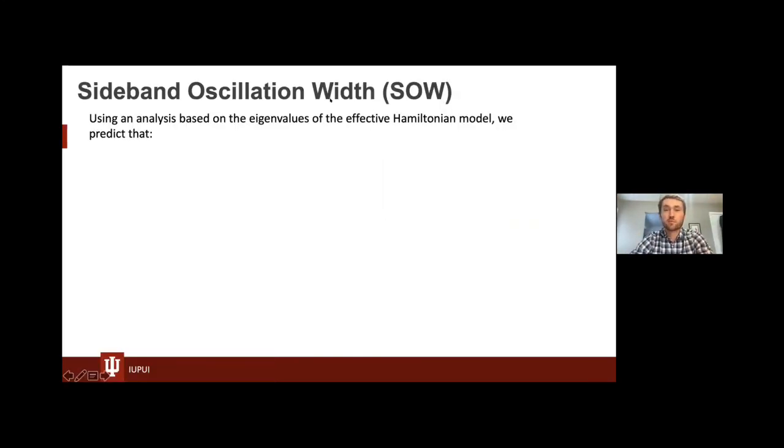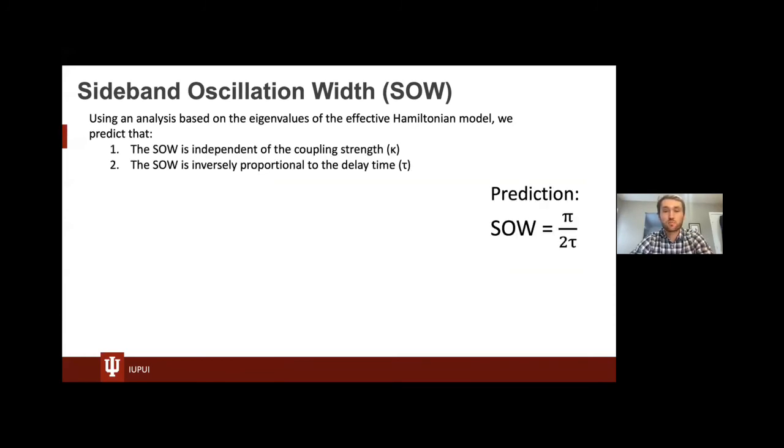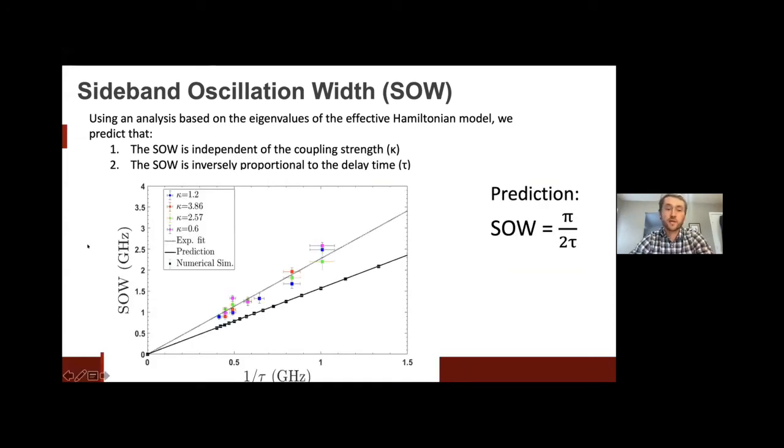So let's take a look at some results here. I'll first start with the sideband oscillation width results. For the sake of time, I'll just present them here. We have 2 main predictions. One is that the sideband width should be independent of the coupling strength, and that the width is inversely proportional to the delay time here. So these are our results in this figure 1 here.